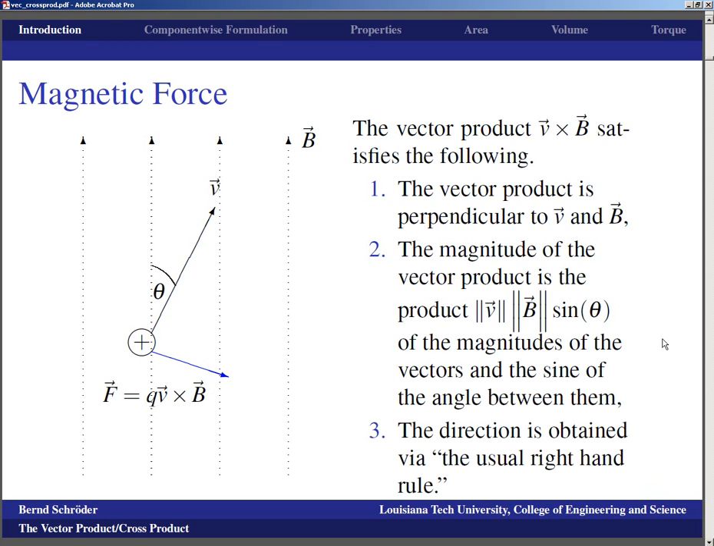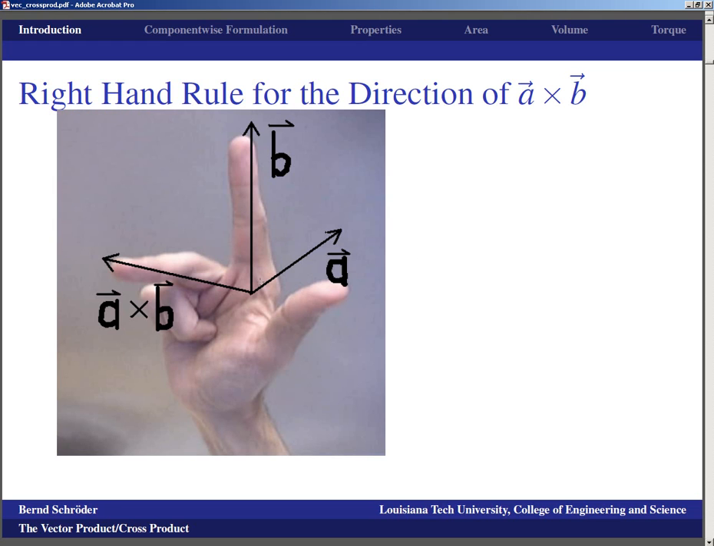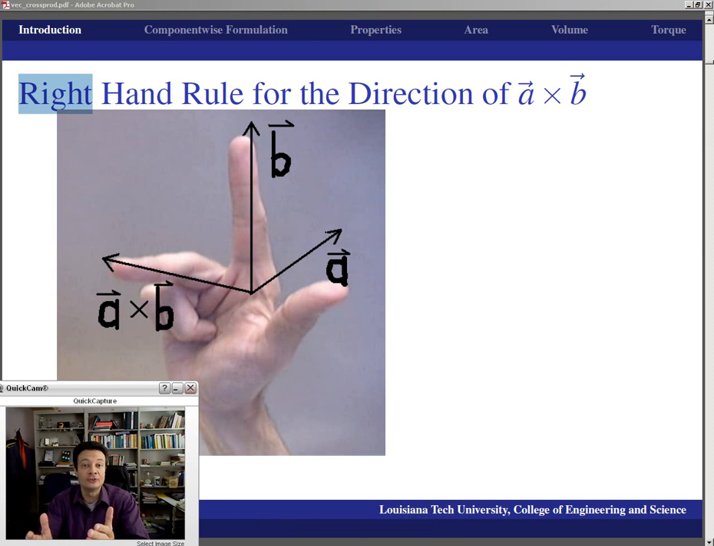Here we again just have to draw a picture. If you want the direction of A cross B, here's the right-hand rule. If your thumb is the vector A and your index finger is the vector B, then your middle finger points in the direction of the cross product A cross B. Again, you want to turn that in such a way that the gesture is not offensive, and it is definitely a right-hand rule, because if you were to try this with your left hand, you would have A here, you would have B here, and that still works the same way as the picture.